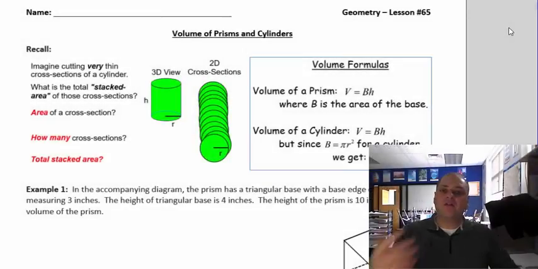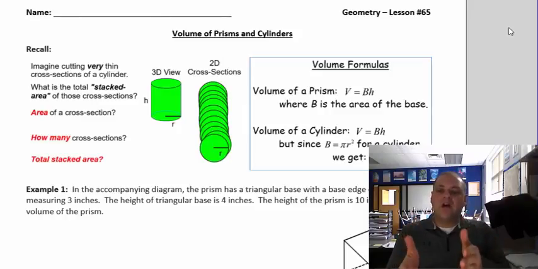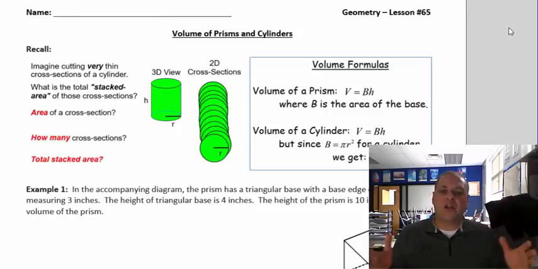All right, moving on with volume. Today we take a look at prisms and cylinders specifically. So we start off with what we talked about yesterday in our last lesson regarding a cylinder and how you can have those slices, those slices of a cylinder.